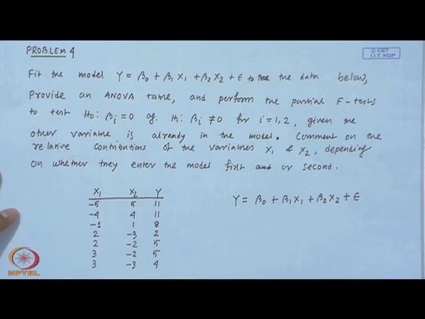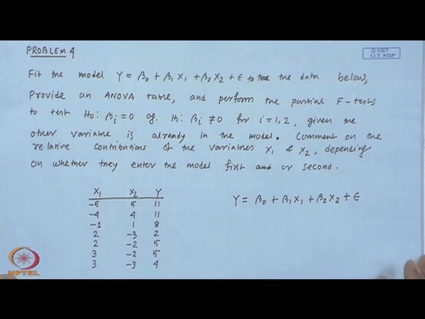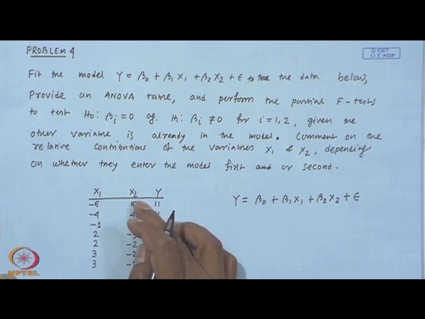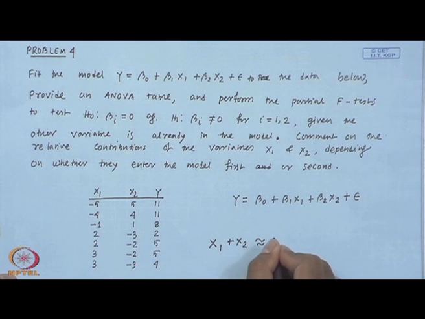Okay. But one more thing, I just want to say this problem is particularly interesting because of one more fact. Here, looking at the data, you can see that x1 and x2 are not independent. I mean, x1 can be written in terms of x2. In fact, you can check that x1 plus x2 is almost equal to 0.